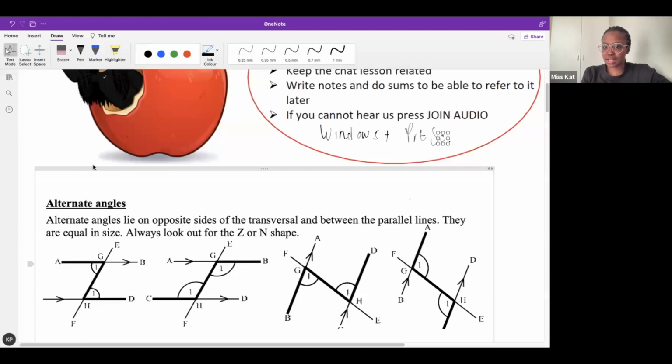Oratile, yes, Oratile. Hi, ma'am. Can you hear me, ma'am? Yes, I can. Okay. Ma'am, parallel lines are lines that do not touch. Thank you very much. Lines that will never meet and do not touch.